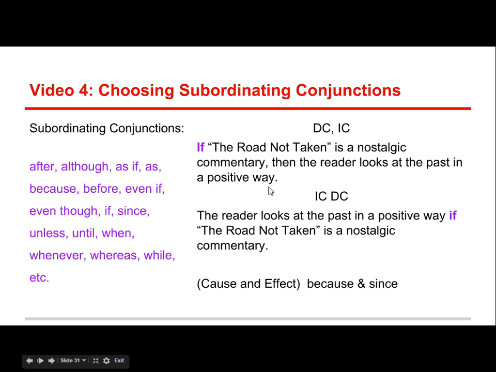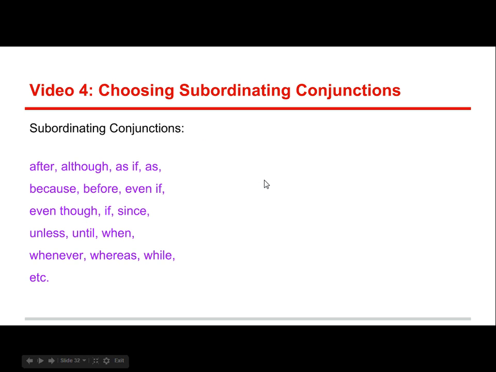normally complete sentence. Now, let me switch it around and begin strong. The reader looks at the past in a positive way. All right, what is the cause of that? If the road not taken is a nostalgic commentary. So if I wanted to, I could replace these subordinating conjunctions, and it could actually mean the same thing. Let's replace it. Because the road not taken is a nostalgic commentary, the reader looks at the past in a positive way. Okay, that basically worked. All I had to do is get rid of the word then.